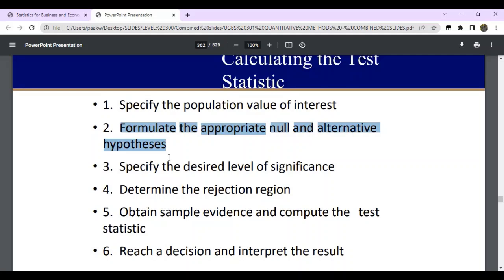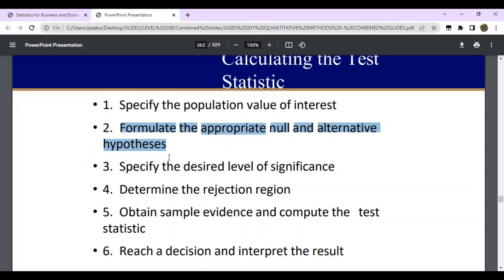Now, the third point is to specify the desired level of significance. Most of the time, they give it to us in the question. At times they will tell you, assume alpha is 0.05, or assume that the level of significance is 5%. Fourth, determine the rejection region. You determine your rejection region after you formulate your hypothesis.